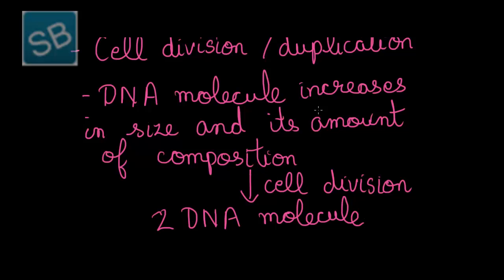the amount or the size that was present initially in the first DNA molecule gets divided equally into two after getting increased in size. Therefore the amount which was present in the previous one remains the same between the two DNA molecules, and in this manner the amount of composition or size remains the same in the DNA molecules obtained by cell duplication or division.